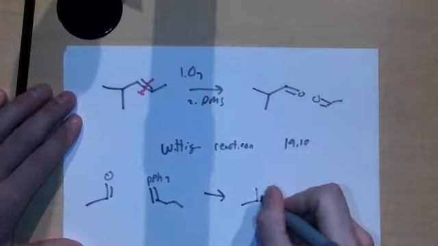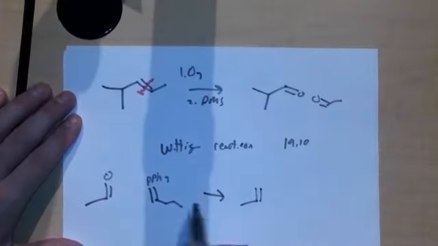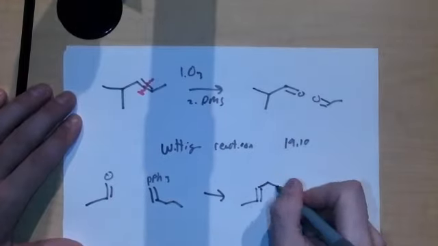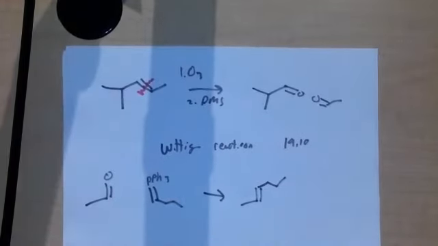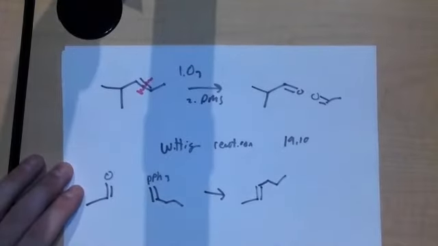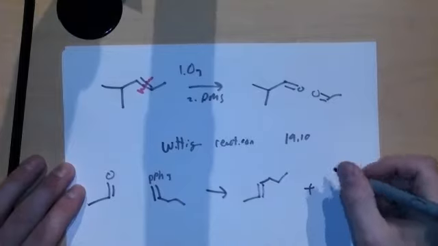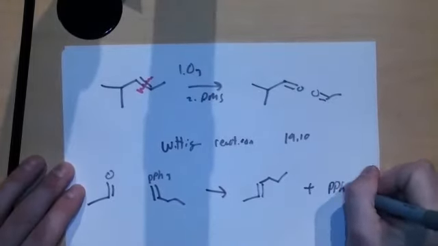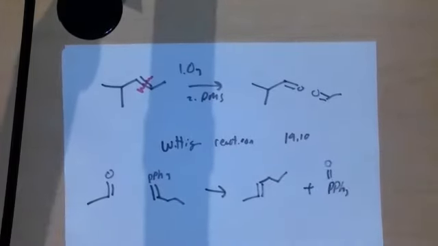We had a methyl group coming off of here. We had 1, 2, 3 carbons coming off the other side. We've essentially stitched these two halves together. And we're also going to end up with a byproduct, which is triphenylphosphine oxide.